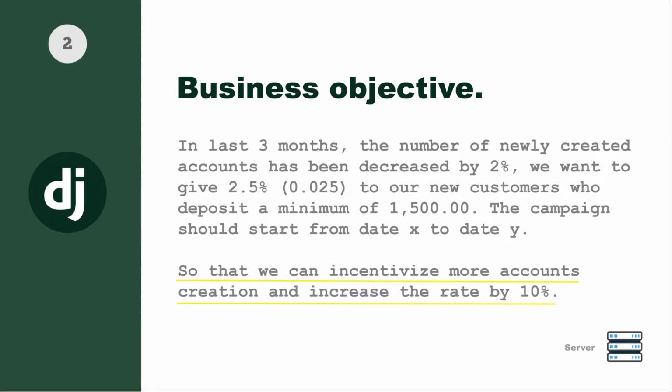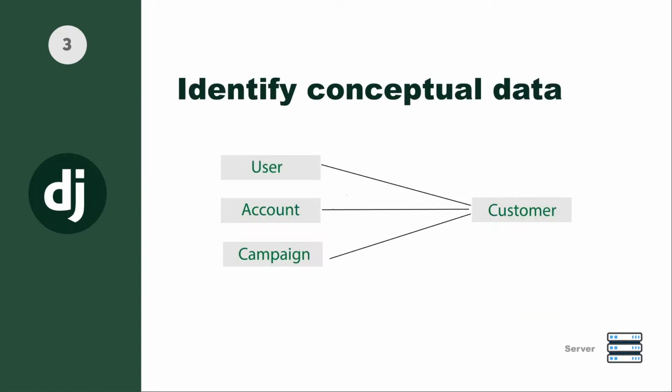Now, this is where everything makes sense as a business objective. That determines a business objective, so that we can incentivize more account creation and increase the rates by 10%. The 10% is also to be specified in time and space, maybe 10% in 2 weeks or 10% in 6 months. Okay, that's our business objective from which we're going to model our data, from the conceptual data to the physical data. Next, the first thing we need to do is identify the conceptual data.